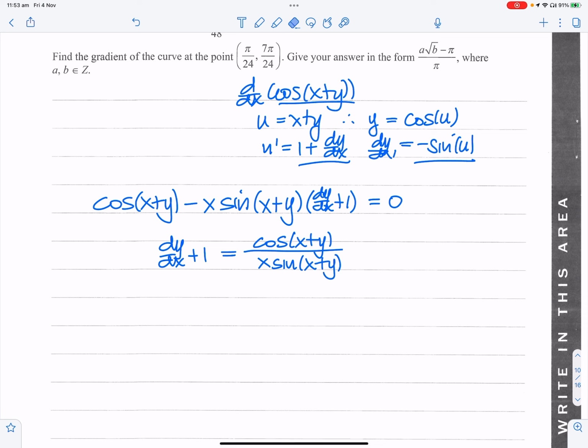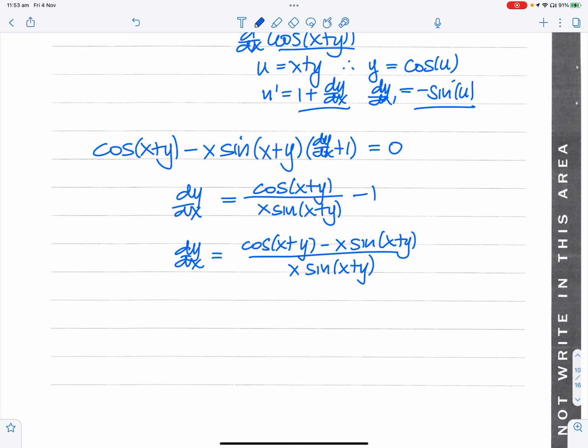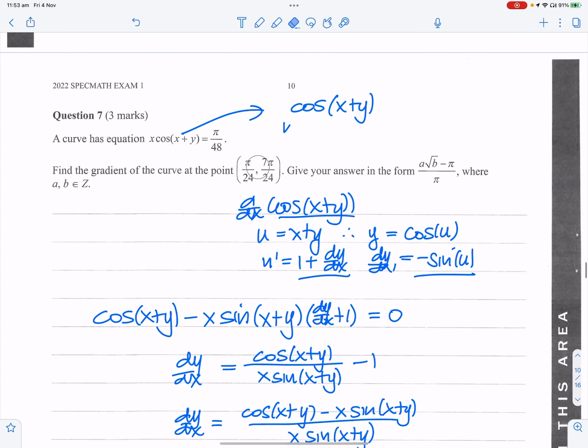And then we can bring that 1 to the other side. So dy/dx is equal to that minus 1. Now we know dy/dx is therefore cos(x + y) minus x sin(x + y) over x sin(x + y). So dy/dx is, now they're all x + y's, that plus that is going to be 8 pi on 24, which is pi on 3.